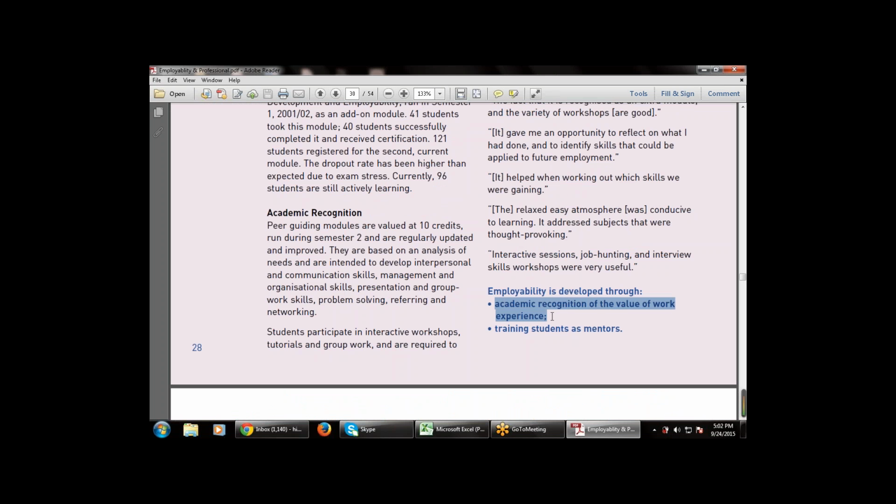Then training the students as mentors. There should be a relationship between the mentor and the mentee. The mentor is a student of the university, and that is also part of mentoring. A mentor can guide the mentee, and employability is developed by training the student as a mentor.